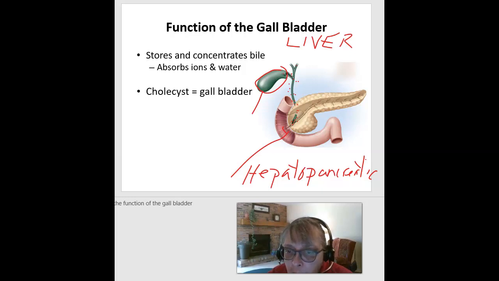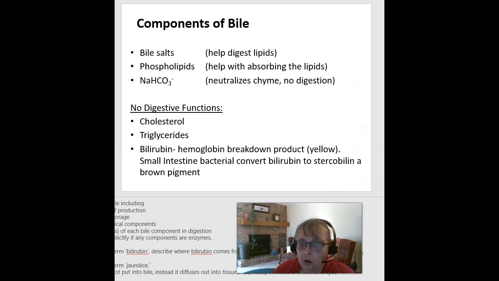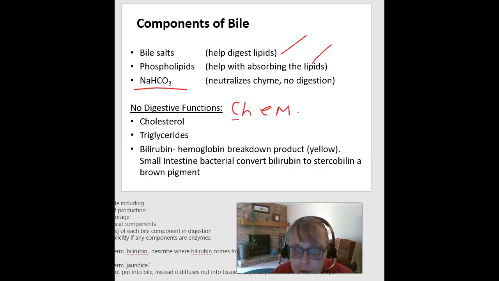So the components of bile include some salts, which are basically ions, and they help with the breakdown of lipids. And then phospholipids, which help us absorb lipids. And then bicarbonate, which neutralizes chyme. No true chemical digestion functions. It's more about breaking up fats grossly. There's also some cholesterol there, and there's some triglycerides in the bile.